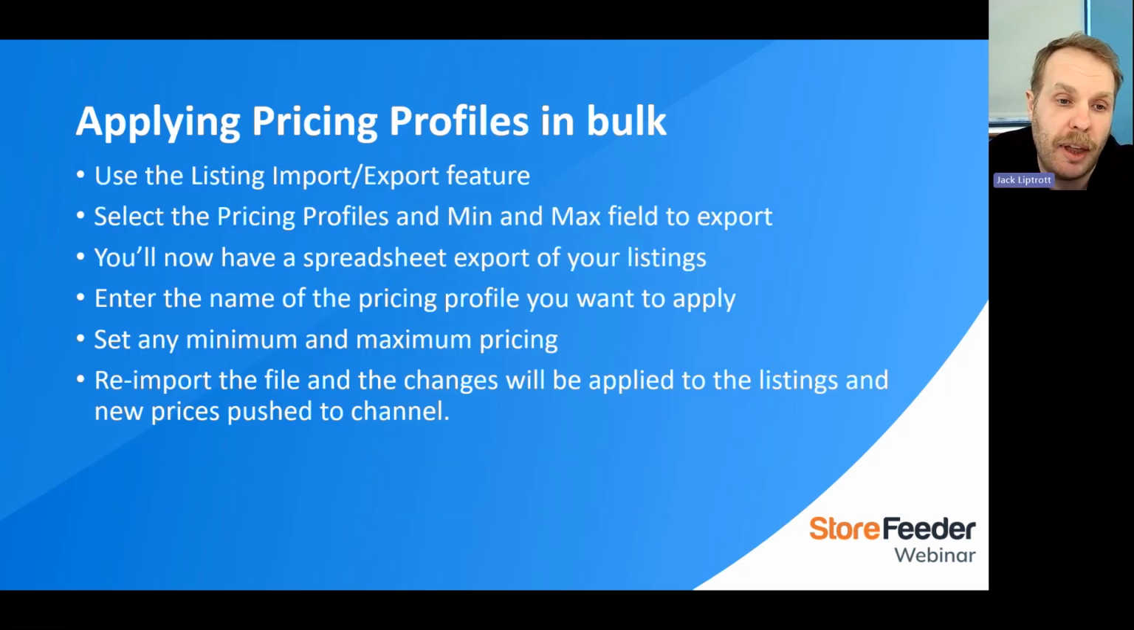And again, just to recap that, use the listing import export feature to update them in bulk, select the pricing profiles and the minimum max fields to export. You'll have your spreadsheet with your listings, edit your spreadsheet to add the pricing profile name and minimum maximum pricing that you want to add, and then re-import the file, and the changes will be applied to the listings and new prices pushed to channel. So that's a lot easier than doing it individually, and just allows you to be a lot quicker with your price changes and react to anything faster.